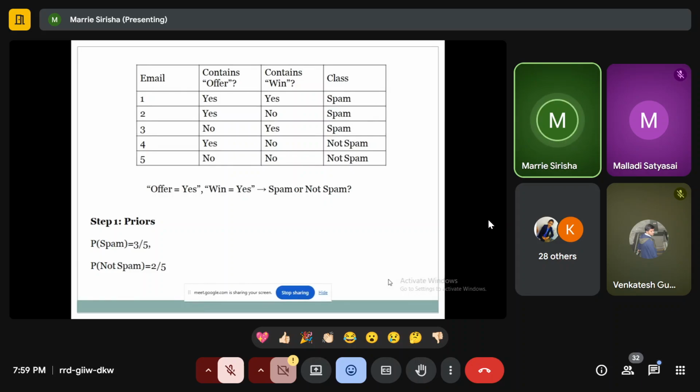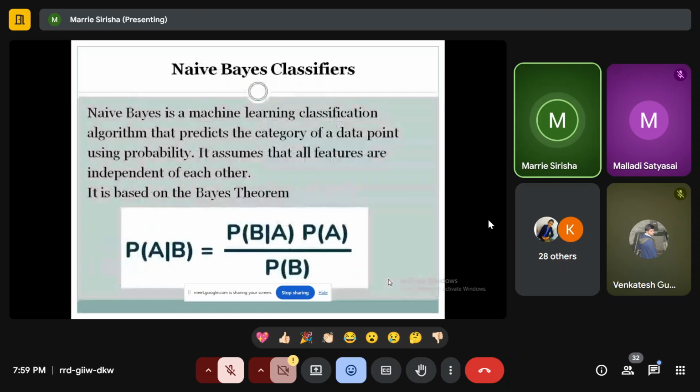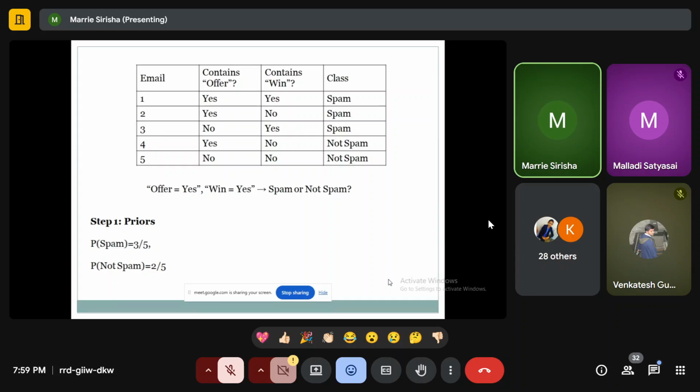వీ ఆర్ నాట్ యూజింగ్ ఎనీ ఫార్ములాస్ హియర్, రైట్? యు ఆర్ యూజింగ్ ద ప్రాబబిలిటీ ఫార్ములా. ఎలా వర్క్ అవుతుందో చూద్దాం మనం ఇప్పుడు. ఇక్కడ నేను కొన్ని టర్మ్స్ తీసుకున్నా, కొన్ని వర్డ్స్ లైక్ ఆఫర్, విన్ అని. బేస్డ్ ఆన్ దాట్ యూ హ్యావ్ క్లాసిఫై వెదర్ ద ఈమెయిల్ ఇస్ అ స్పామ్ ఆర్ నాట్ స్పామ్, రైట్?